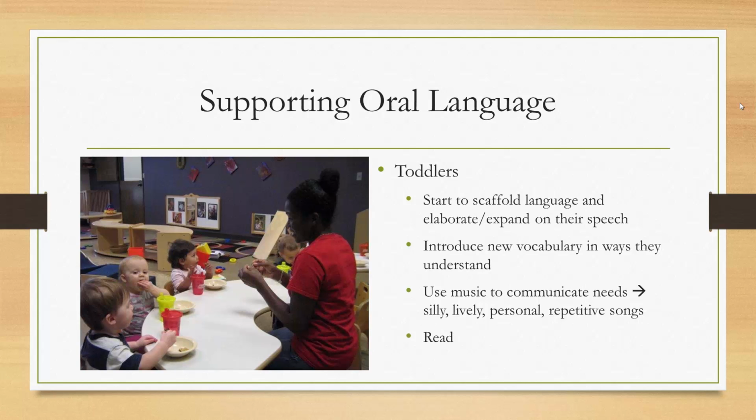Going back to new vocabulary and ways that children understand, for a toddler age group who doesn't necessarily have oral language yet, sign language, music, body language, or gestures are all other ways that you can help them communicate their needs, whether this is in a silly, lively, personal, or repetitive manner. Reading books is another way to help build those connections and introduce vocabulary, because the books that we're typically reading to toddlers have the pictures so they can connect the spoken word with the picture story.